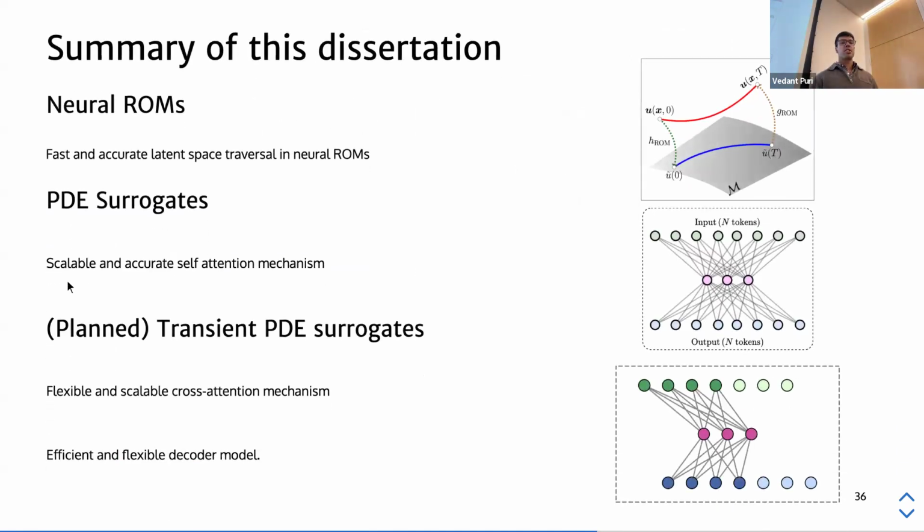So thank you so much for listening. I'd like to summarize this dissertation. In summary, we have worked on neural reduced order models where we have developed fast and accurate latent space traversal mechanisms. We have developed PDE surrogate models, which are extremely scalable and can be applied to large-scale PDE problems. And finally, we plan to develop transient PDE surrogates, extending the methodology proposed in FLARE.